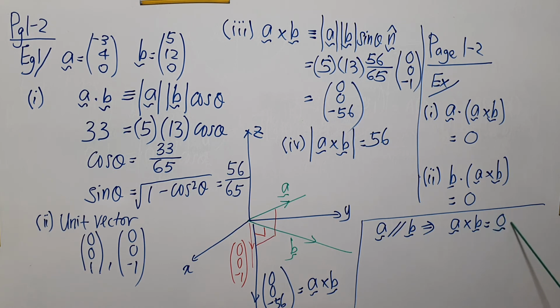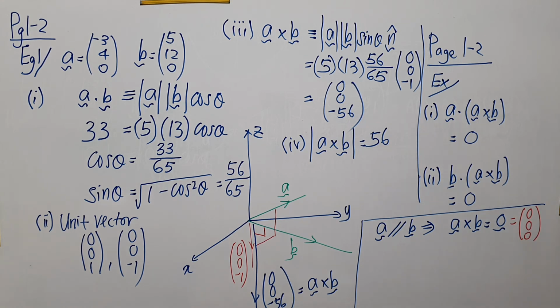Do not mix this up with this. This is just a numeral 0, where this is a 0 vector. In a 3-dimensional space, a 0 vector actually looks like this: 0, 0, 0. Let us ask ourselves this question: why should two vectors which are parallel give a cross product which is a 0 vector? Why should this happen?